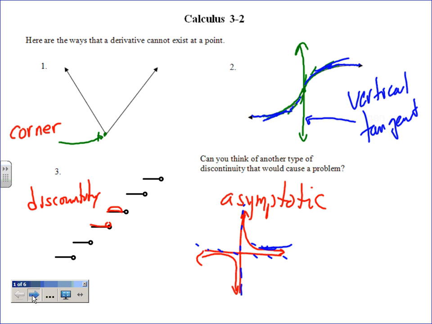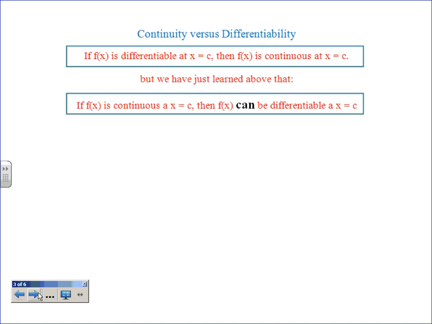So keep these 2 straight. If it's differentiable, are you guaranteed that point will be continuous? Yes. If it's differentiable there, it will be continuous, guaranteed. Okay? If it's continuous, there's no guarantee it's differentiable. Okay? That's huge. Study it. Write it 100 times, whatever it is you have to do. Could it be differentiable? Yeah, it could be, but there's no guarantee it has to be.